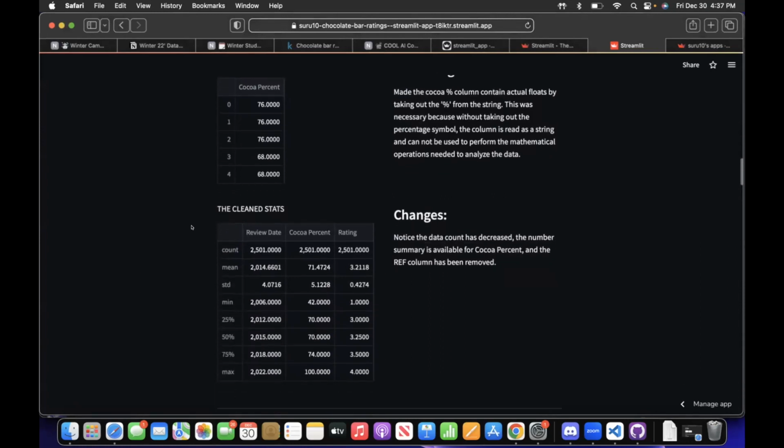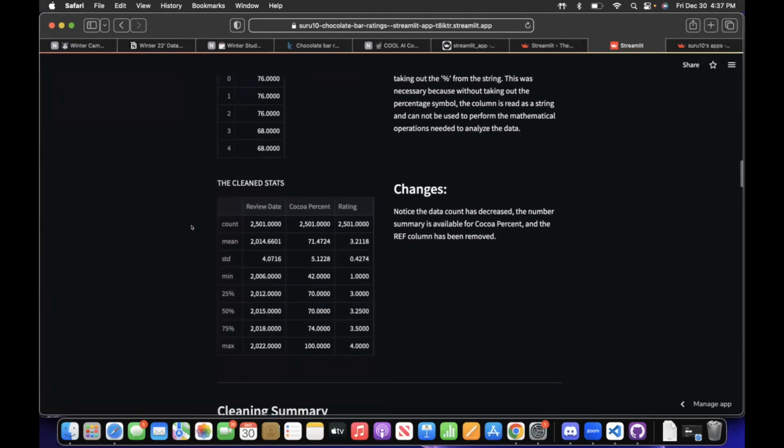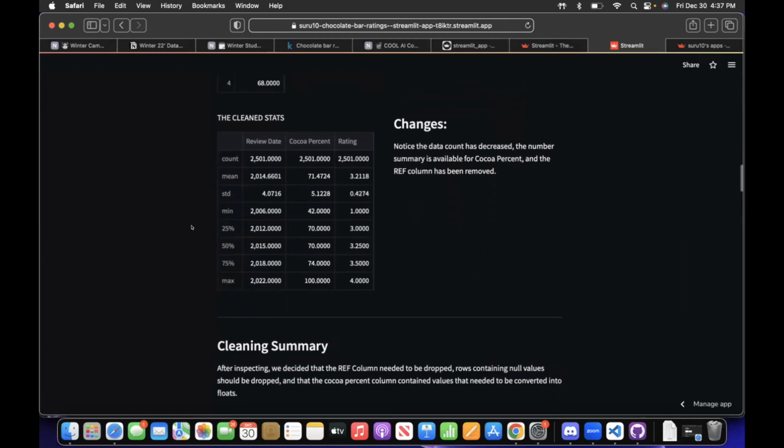In the end, we were able to remove useless columns and rows, and we were also able to enable the number summary for the cocoa percent column, as the data in it is now quantitative. And just like a school toilet after lunch, we were able to flush out all the bad elements, and now our data is ready for analysis.